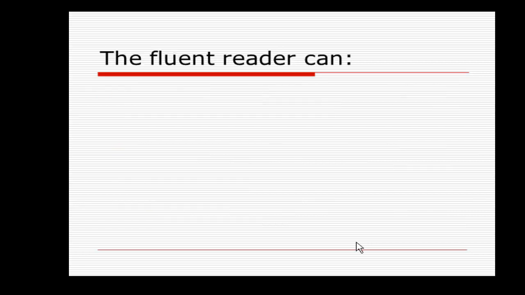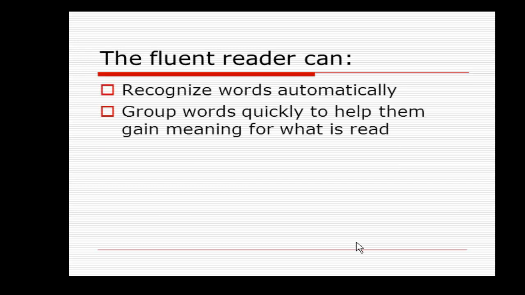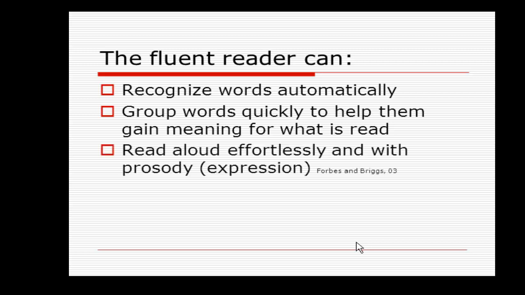The fluent reader can recognize words automatically and group words quickly to help them gain meaning for what is being read. That's called phrasing. So the words are put together in meaningful phrases and can be read aloud with expression effortlessly. The word for expression is prosody. And this comes from the work of Forbes and Briggs in 2003.